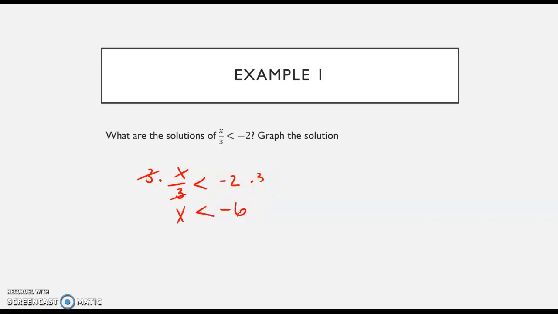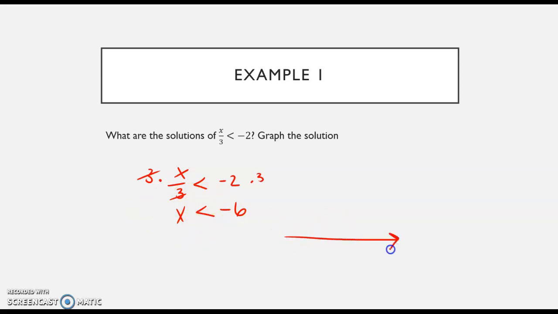Now, I do want to point out here, yes, we had a negative number, but what we were moving to the other side was not negative. So we only change the symbol if what we are moving to the other side, or multiplying or dividing to the other side, is negative. If our answer or the right-hand side is already negative, we don't do any changing. So here we have x is less than negative 6.